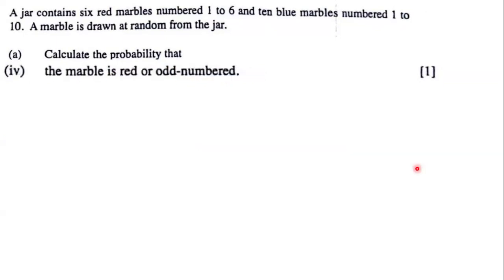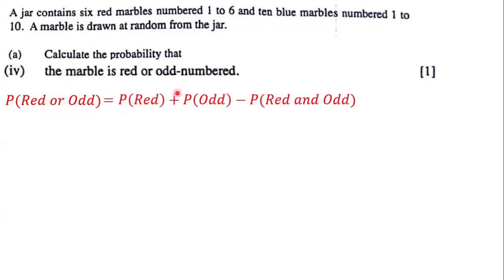Next, we have to calculate the probability that the marble is red or odd numbered. In order for us to figure out the probability of red or odd, we're going to say probability of red plus probability of odd minus the probability of red and odd. And so what's the probability of red? Well, the probability of red is going to be 6 over 16 because there are 6 red marbles and a total of 16 marbles in total.